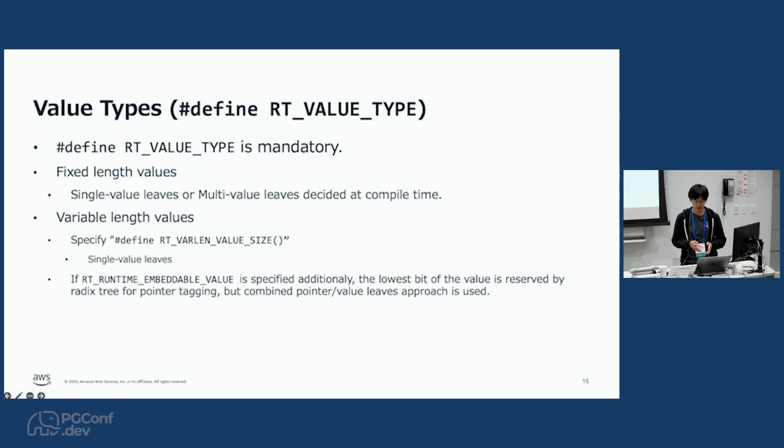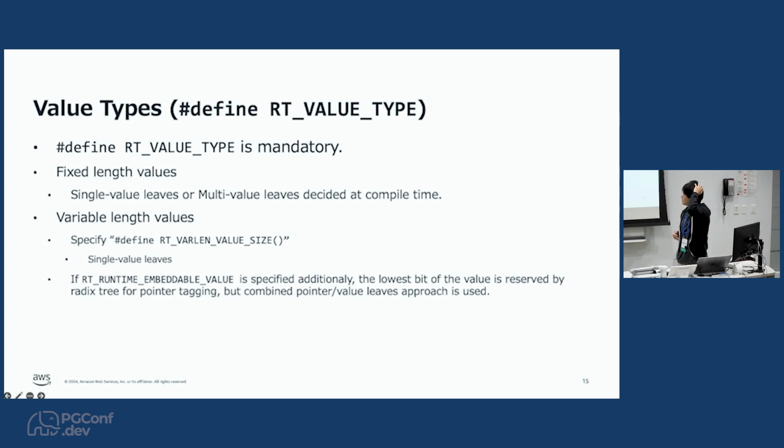Internally, we use either the single value leaves approach or the multiple value leaves approach, depending on the value size, and this is decided at compile time. If the specified value size is less than the pointer size, for example int4, int8, or even int64, we can use the multiple value leaves, meaning that we can store the value itself in the leaf node. And if the value is more than that, we use the single value leaves.